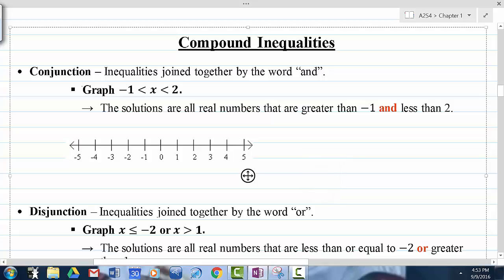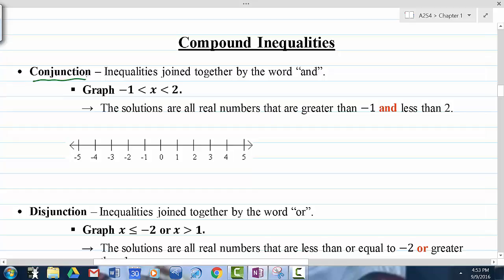So say for example, we'll deal with conjunctions first. Inequalities that are joined together by the word and. So say for example you have x, well the way that you probably read it is -1 is less than x is less than 2.